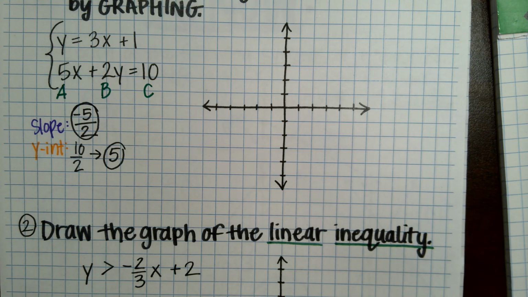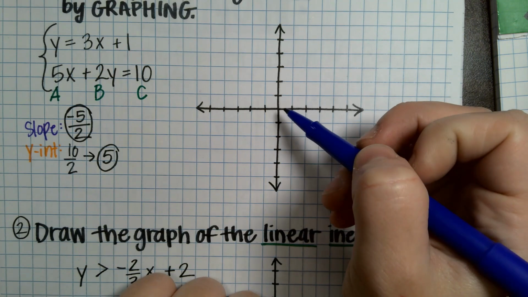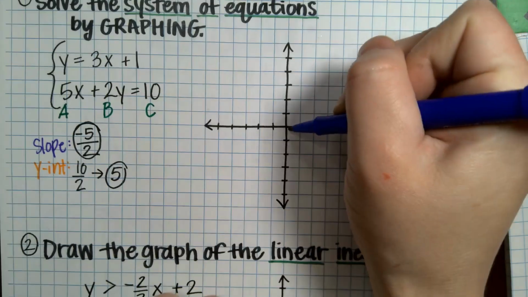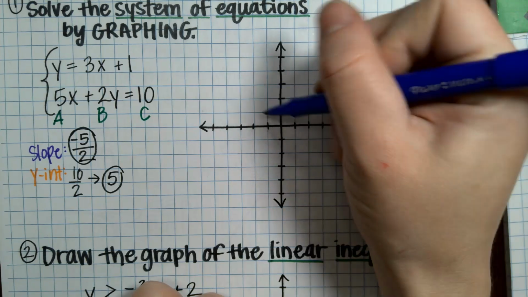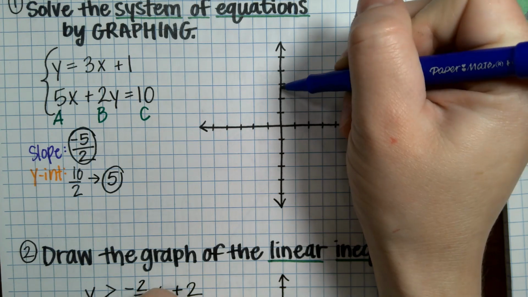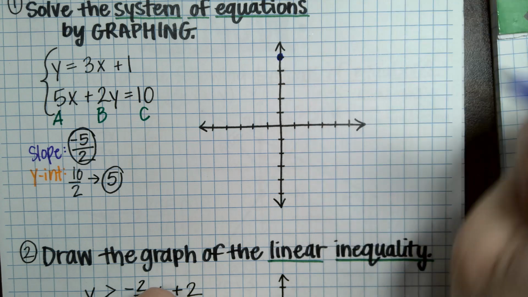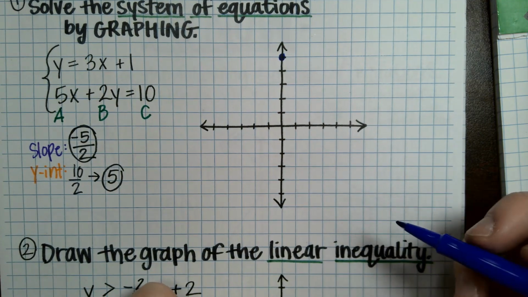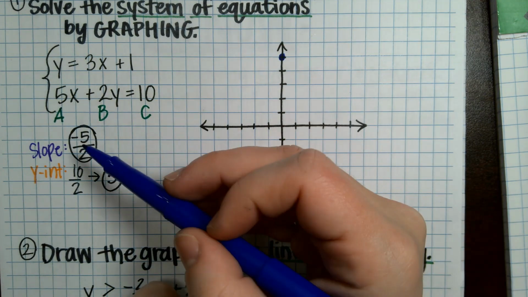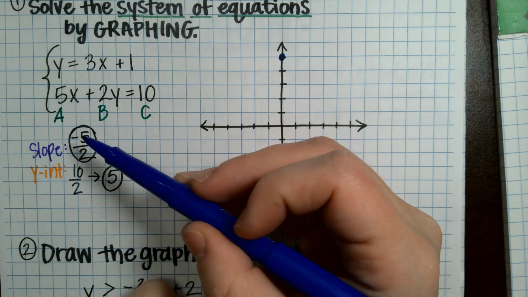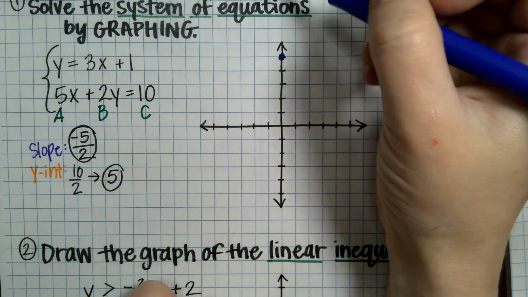So our y-intercept is 5. Where does my first point go? Start from the 0 and go up 5 on the y. Yeah, start from the 0, go up to 5 on the y-axis. So 1, 2, 3, 4, 5 right here. Right at the top, that's right. Then I've got my rise over run, which is negative 5 over 2. Good, negative 5 over 2.